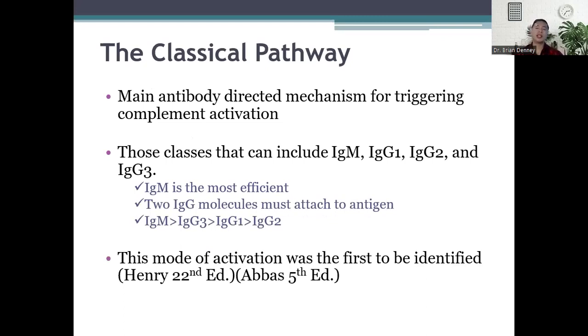Now, the classical pathway is termed classical because it was the first complement pathway to be discovered or identified. Please remember that because that came out in the board examination. Why is the classical pathway termed classical? A, because it was first identified, or B, there was classical music playing in the background during experimentation. The correct answer was letter A. So it is an antibody-directed mechanism for triggering complement activation.